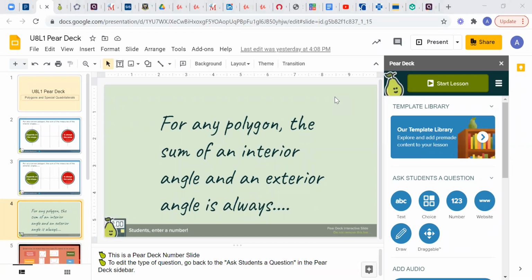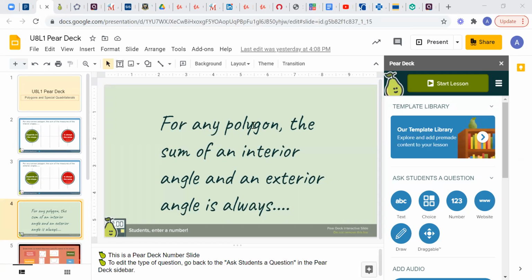Then please open Pear Deck. We're doing Pear Deck correction right now. To have the credit for the day, you must first of all open Pear Deck and do the work. Once you open, you have 80. Once you do the work, you have 100, okay?